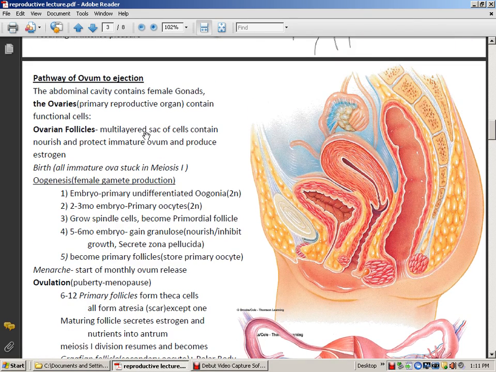Okay, so when we're looking at the structures, the ovaries, of course, are the gonads. The ovarian follicle is where the egg's developing. When a woman's born, she already has all of her follicles and all of her eggs set in the ovary. She doesn't make any more.